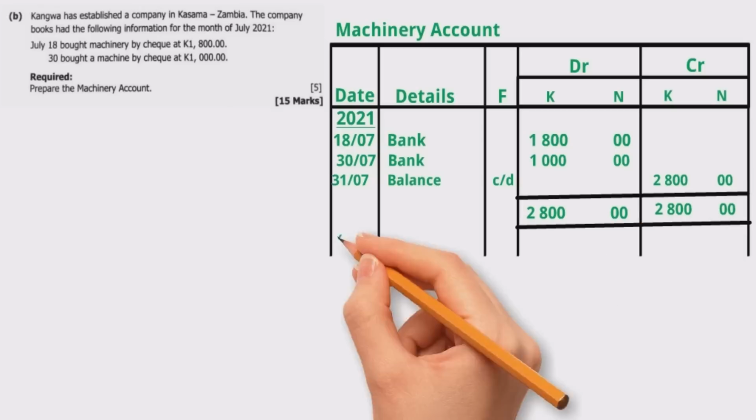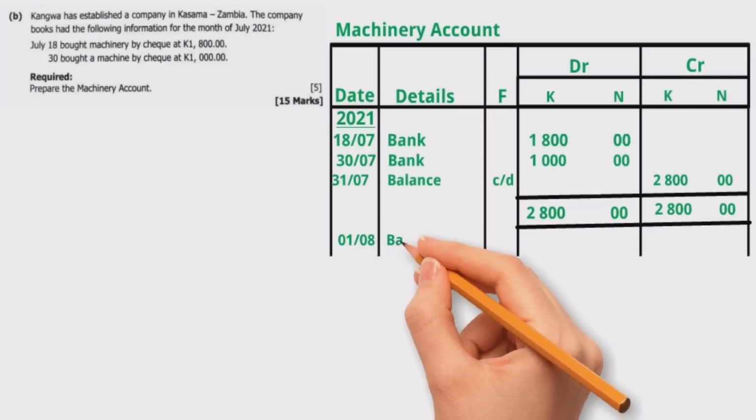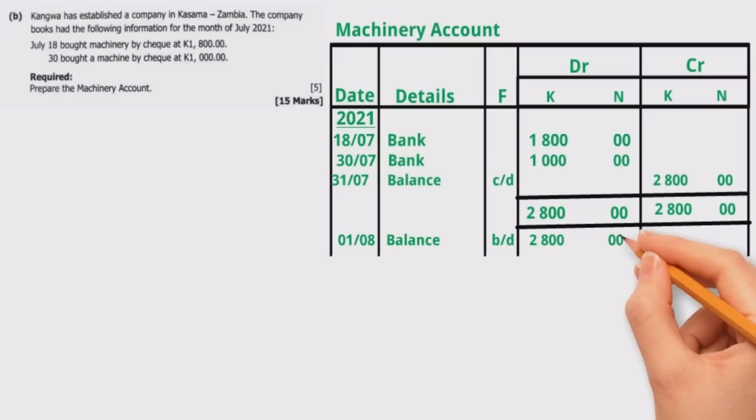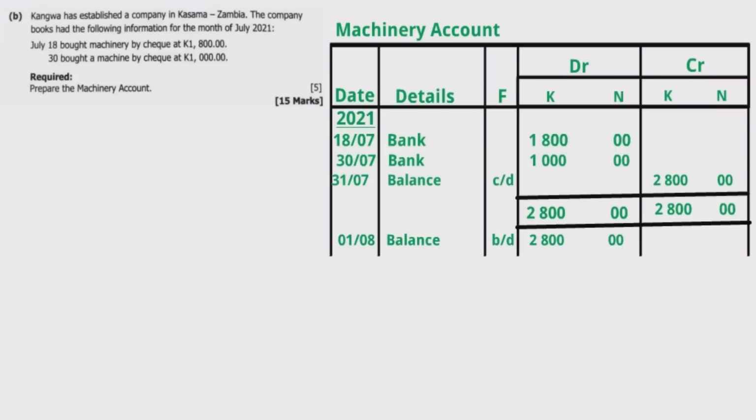Then on 1st August, the balance brought down was 2,800. Balance brought down is 2,800. Like this, we have prepared the machinery account for Mr. Kangwa. If you have got questions, please don't hesitate to ask in the comment section. Otherwise, that's what you do.